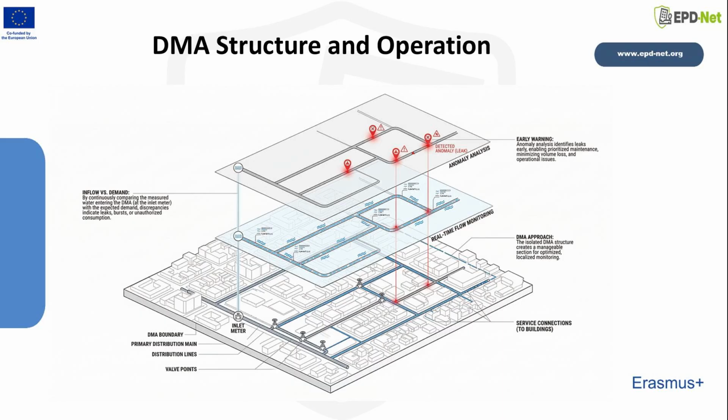The operational logic of a DMA involves comparing measured inflow with expected consumption based on customer demand. Significant differences between these values can indicate abnormal flow patterns, such as leaks or unauthorized usage. This approach allows utilities to detect issues early and respond more effectively.